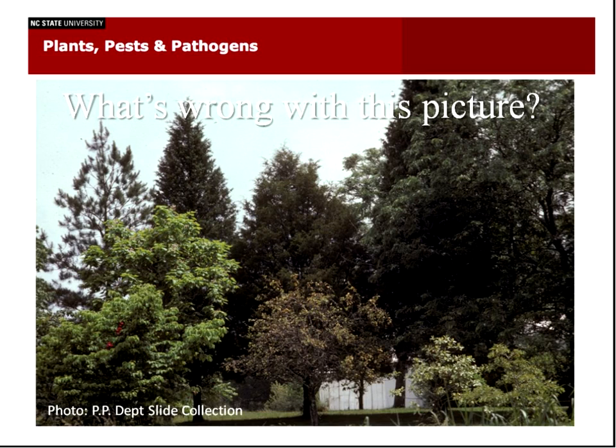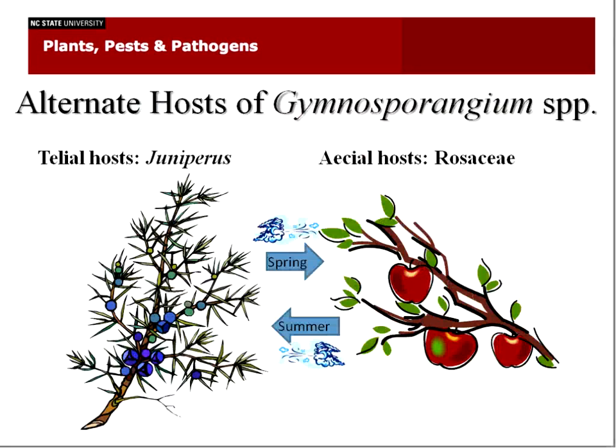Changing gears a little bit to another group of diseases that get on junipers. A classic picture from the plant pathology department slide collection here. What's wrong with this scenario? Well, what's wrong is that we've got towering junipers here, and then a tiny little crab apple or apple tree, and that's a recipe for disaster in terms of Gymnosporangium rusts, where the fungus has to alternate between two different kinds of hosts, the juniper and a woody rosaceous plant.